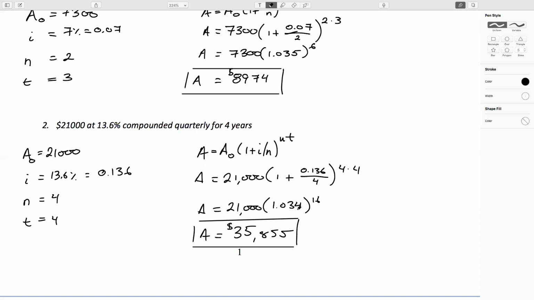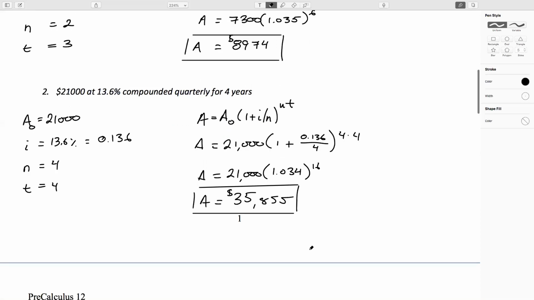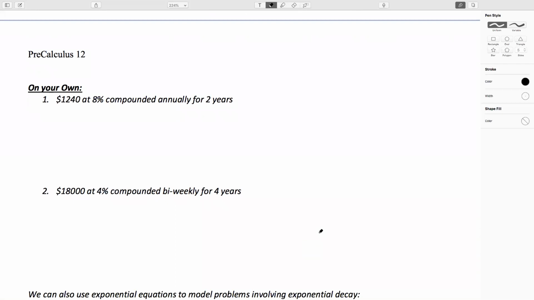And so you can see that the term is important here, but the interest rate is king. The interest rate determines how much money you're going to make off of it. The higher the interest rate you have, the less time it's going to take to double your money. All right, let's try a couple more of these.